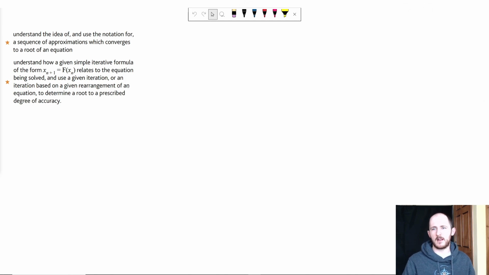So you might have something like, let's make it relatively simple, x_(n+1) equals x_n squared over 3 or something like that, right? And sometimes they give you a starting value of, let's say, 1.